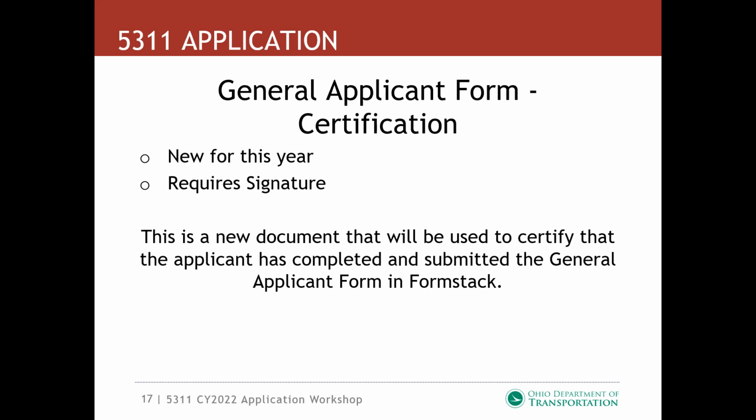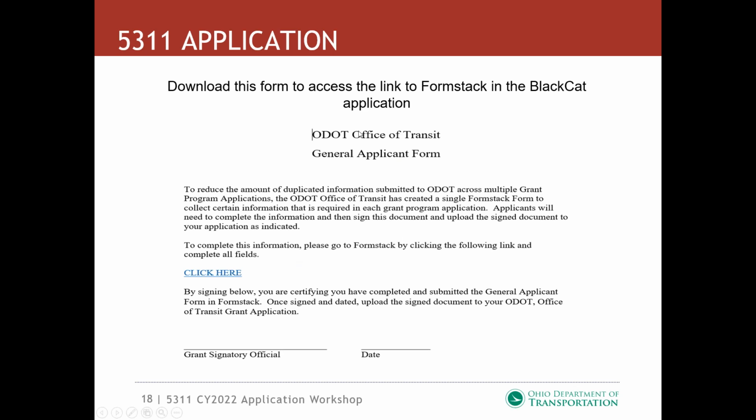So if you apply for 5311 and 5339, instead of filling out the same exact information once in each grant program, you only have to fill it out once in Formstack. And then this is the certification form that you'll have to sign and upload into Black Cat for each program that you apply for. So instead of completing all that information multiple times, you just submit it once in Formstack and then certify that you've completed that Formstack form.